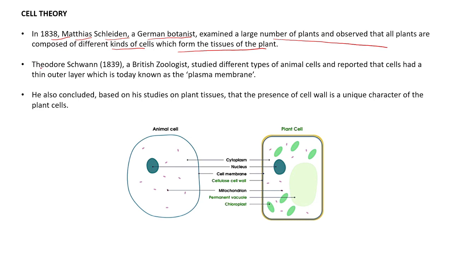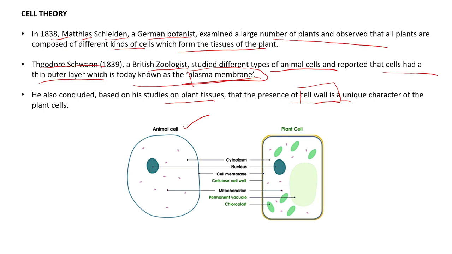And Theodor Schwann was a zoologist. He studied different kinds of animal cells and reported that these cells contain an outer layer known as the plasma membrane. Later he said that plant tissue contains a cell wall. So animal cells have only a plasma membrane, and plant cells have a plasma membrane plus a cell wall.